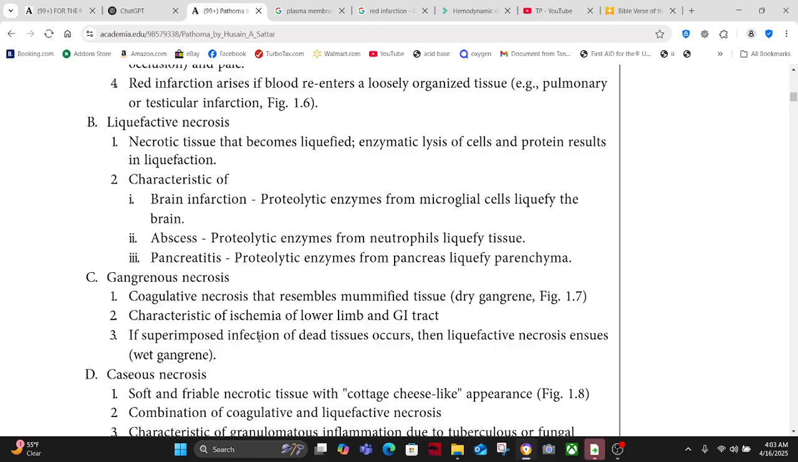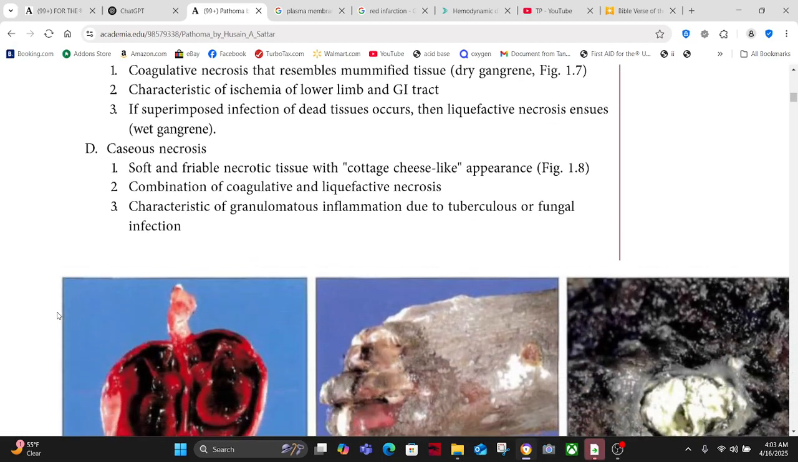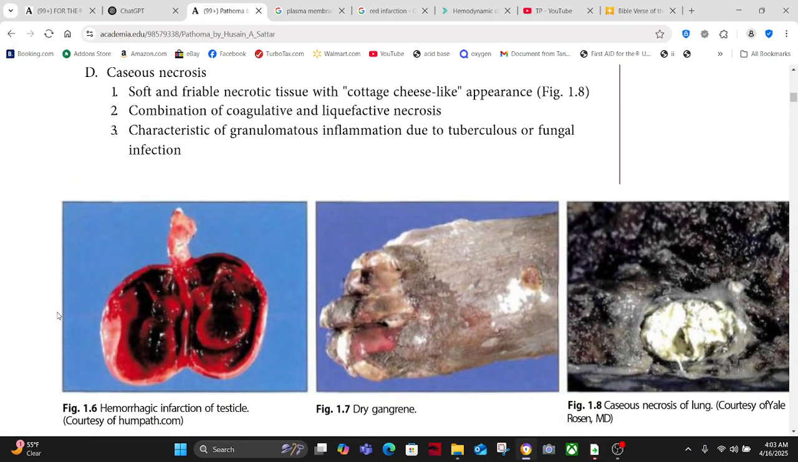Okay, so in gangrenous necrosis, it's a type of coagulative necrosis, which means that you can't see the nucleus, but the shape still remains. But in gangrenous necrosis, it looks like mummified tissue. This one right here.